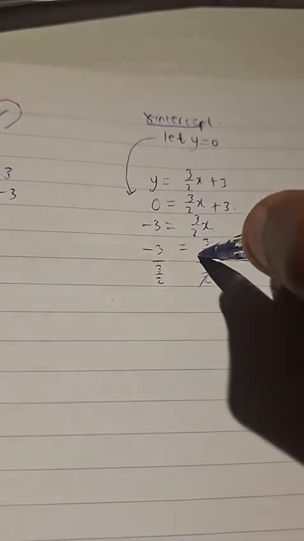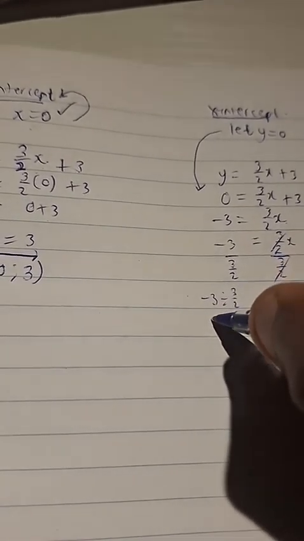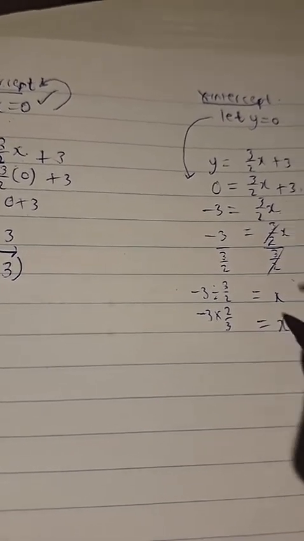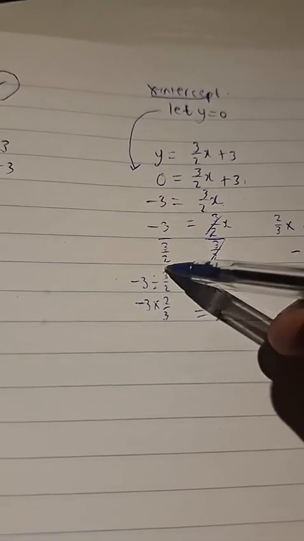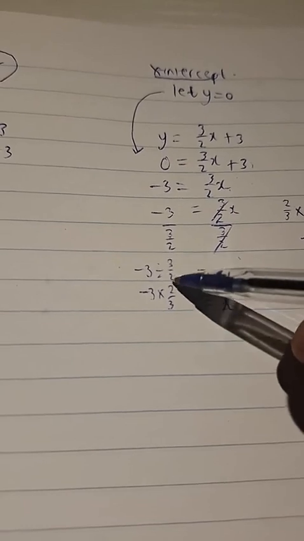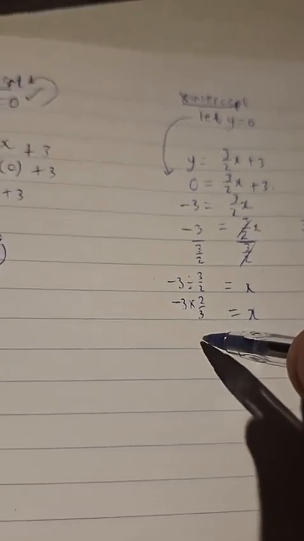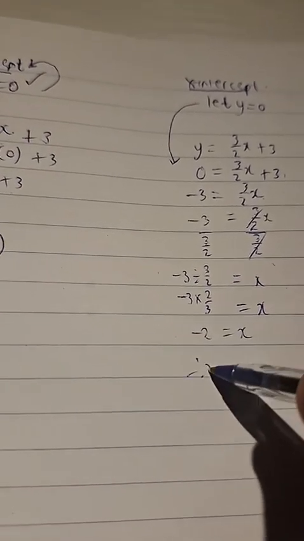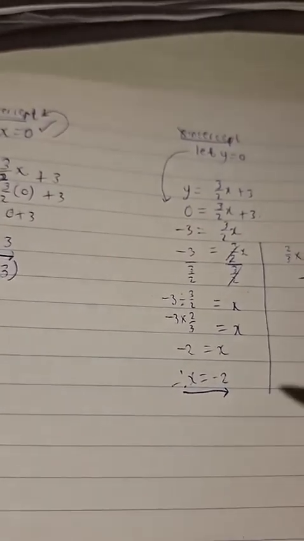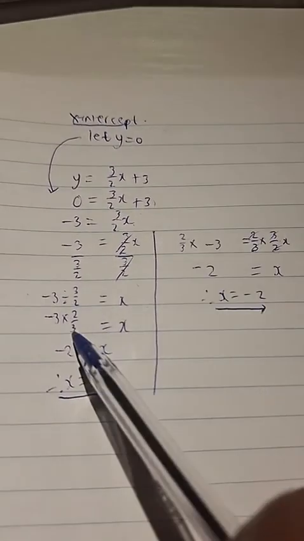If you did the same thing here, you divide by 3/2, of course. This is negative 3 divided by 3/2, which is the same thing as negative 3 times 2/3. Remember, when you divide, you change the divide to multiply, and the second fraction becomes its reciprocal. This is something you learned in earlier grades. And obviously, this gives us an x value of negative 2 as well. So please note, both skills are fine. If you want to divide by 3/2, go ahead.